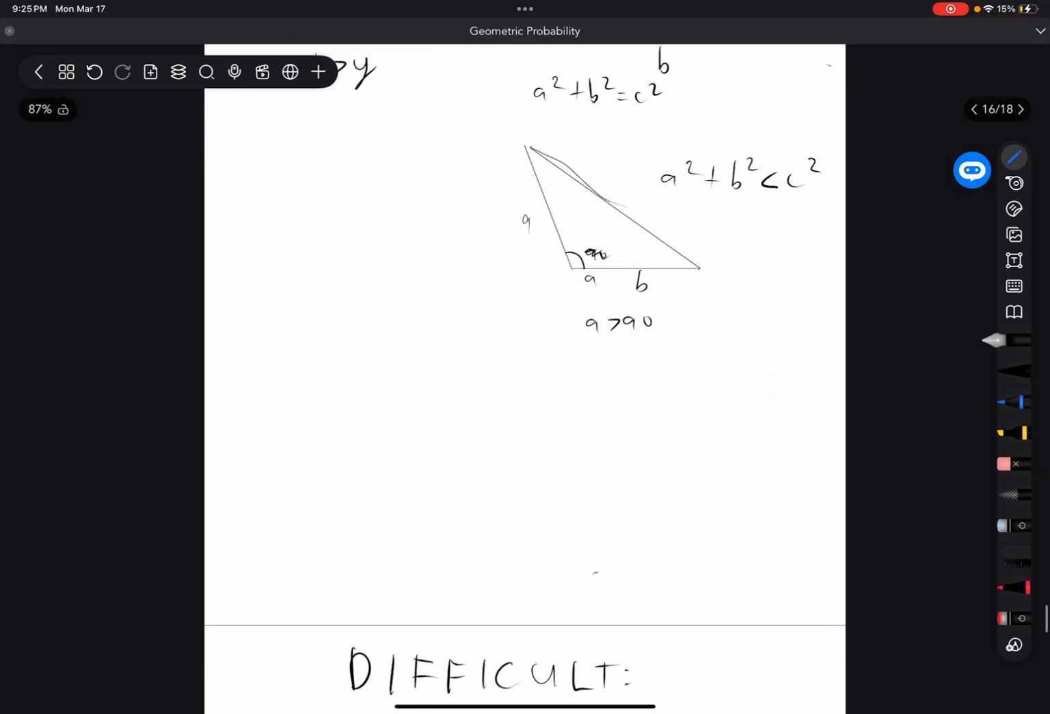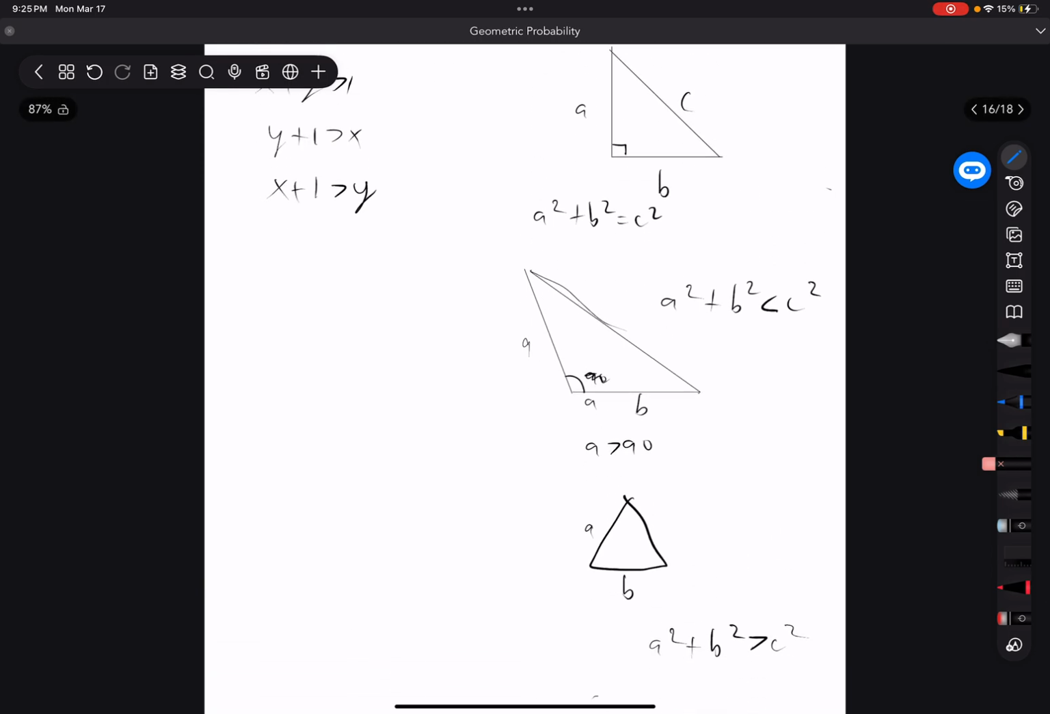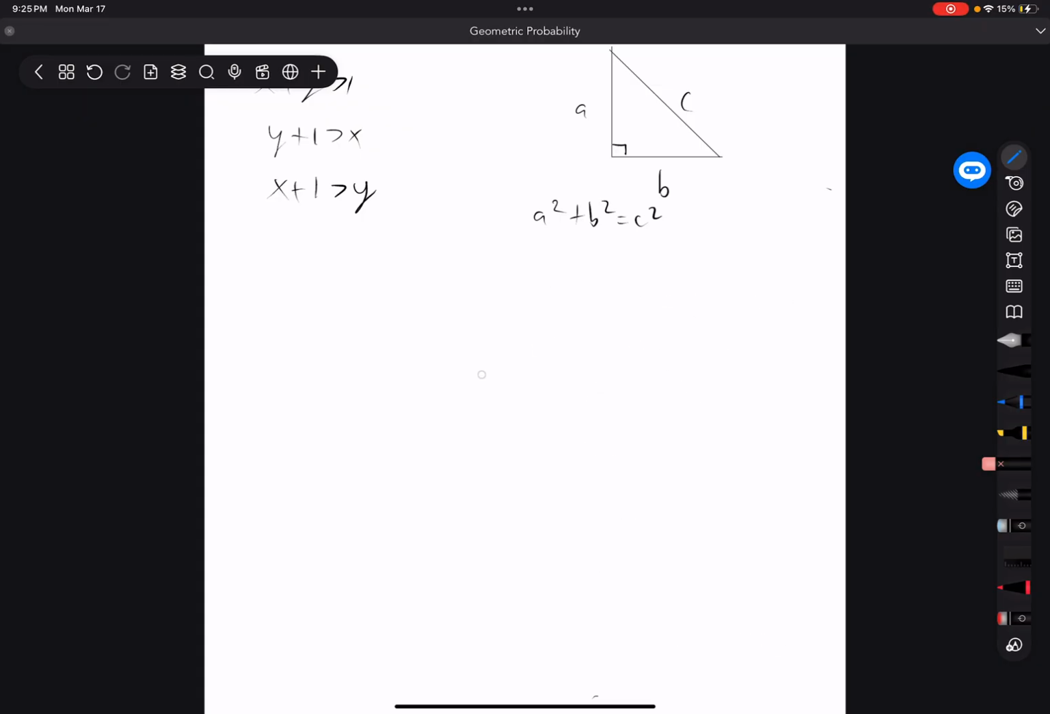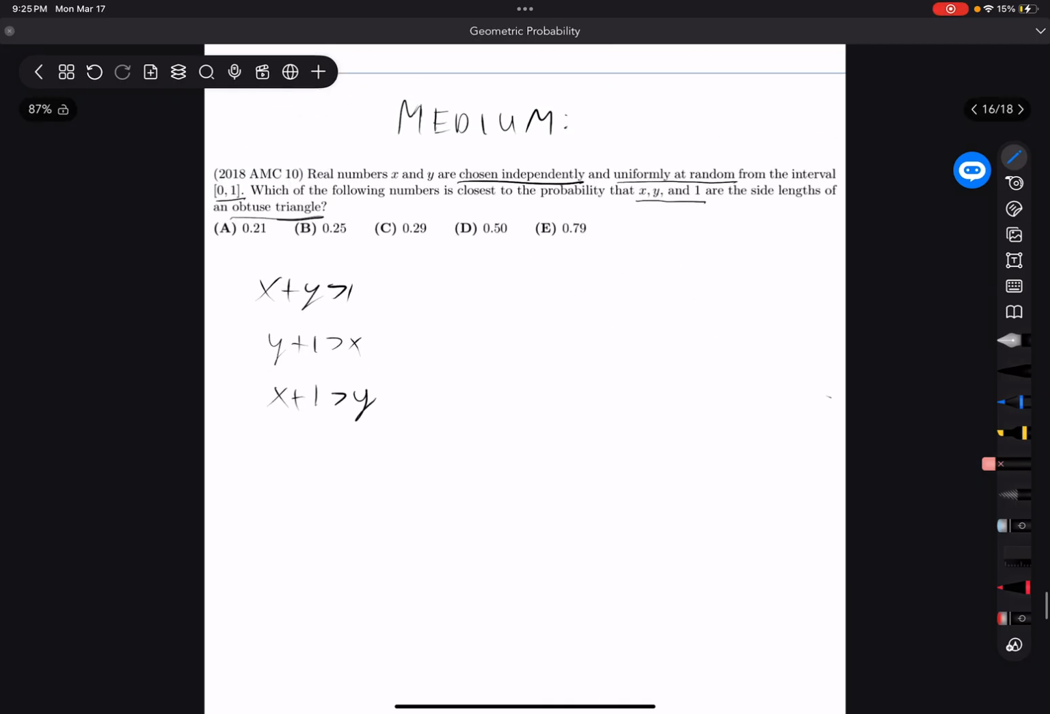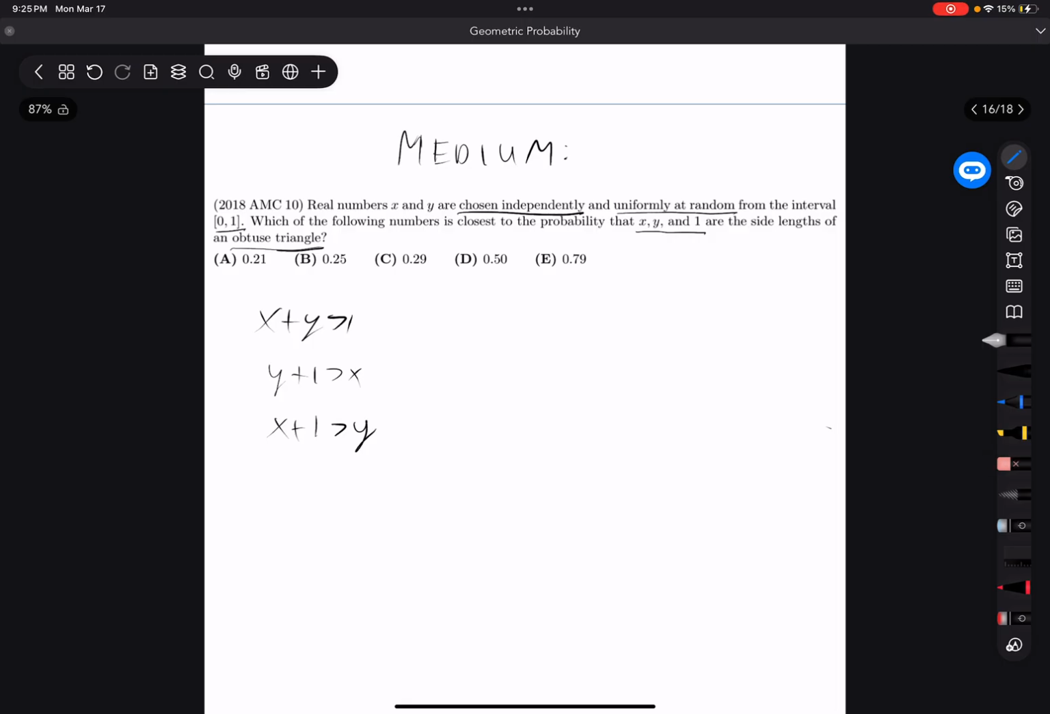And so similarly, in an acute triangle that looks like this, if this is A and B, then A squared plus B squared will be greater than C squared. Okay, so now that we know this, let's tackle this problem. I'm going to erase all of this now that we know what's going on here. So for it to be the side lengths of an obtuse triangle, that means that x squared plus y squared is less than 1.